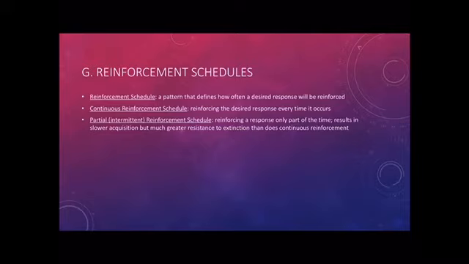Fixed equals predictable and consistent. You know when the behavior will be reinforced. Variable is the opposite. It's unpredictable and inconsistent, random. You don't know when it will be reinforced. So write that down. Variable equals unpredictable, inconsistent, random. You don't know when the behavior will be reinforced.